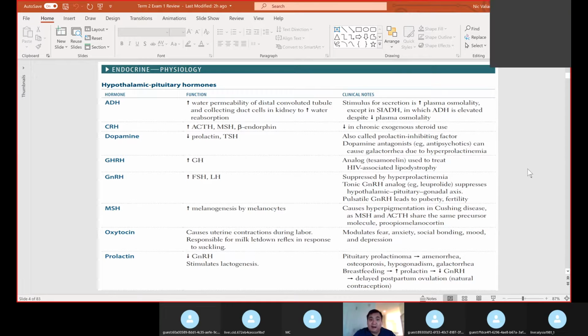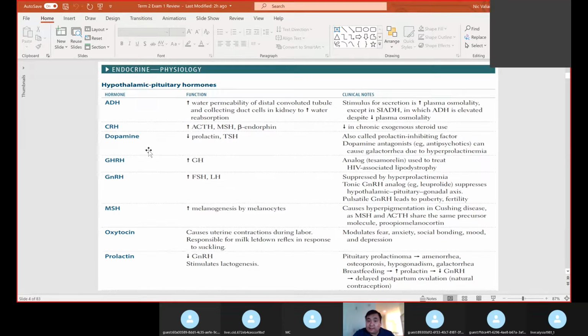Now, let's talk about CRH, corticotropin releasing hormone. What's the function? To increase ACTH, to increase MSH, and to increase beta endorphin. Don't forget, negative feedback mechanism. If you're taking exogenous steroids, it decreases the production of your CRH. Next, dopamine. This is very high yield. What's the function of dopamine? To decrease prolactin and TSH. We also call dopamine prolactin inhibiting factor.